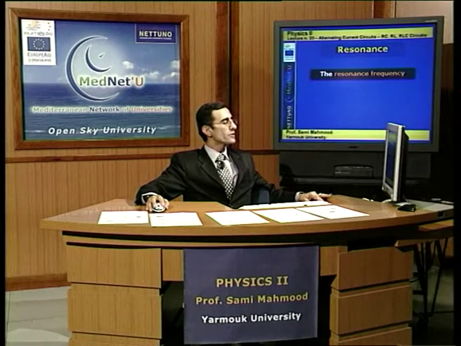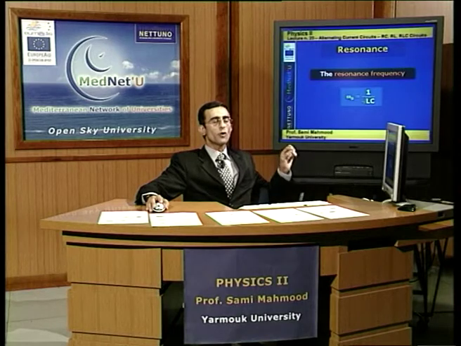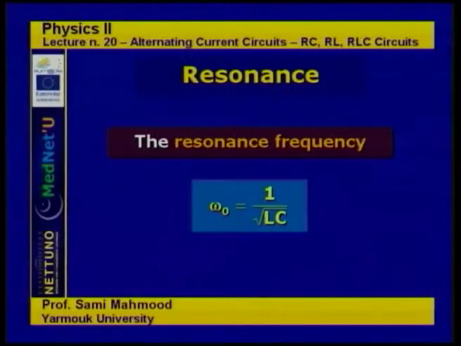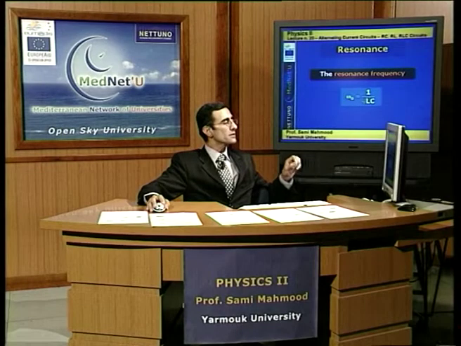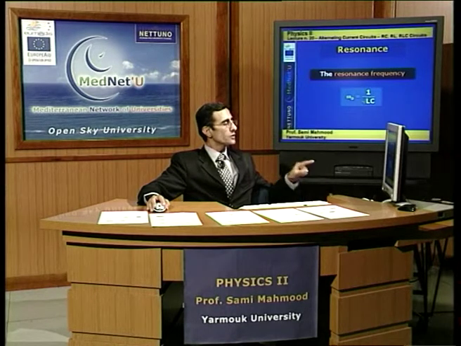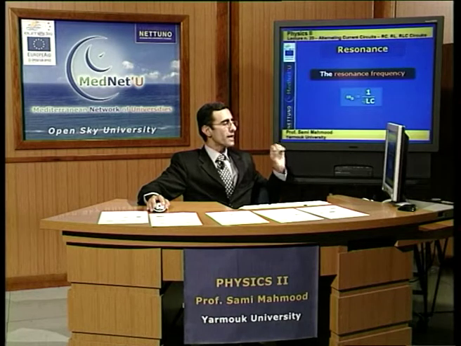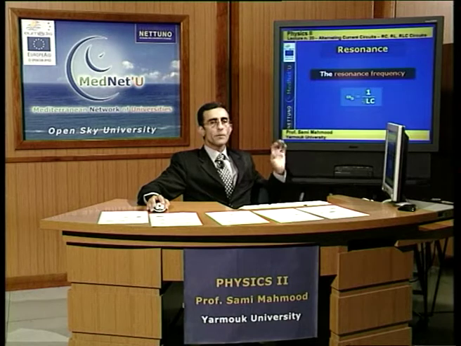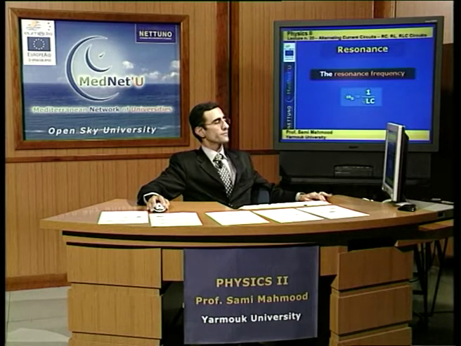The frequency of resonance can be obtained by setting x equal to 0, which means omega naught L minus 1 over omega naught C is equal to 0. That means omega naught is equal to 1 over the square root of LC. That is the resonance frequency of the circuit. So setting the frequency of the power supply at this frequency, we will get the maximum current delivered into the circuit.